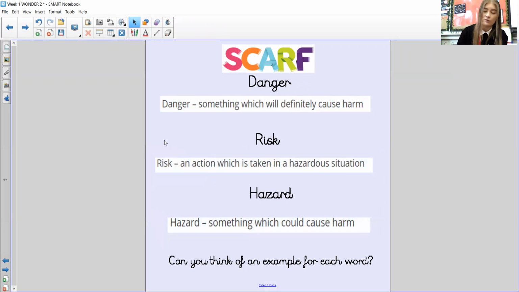So I'm going to let you pause the video and have a little read of those definitions. You might even want to write them down in your yellow exercise book, your home learning book, as a reminder of those definitions for you. And then can you think of an example for each of those words?